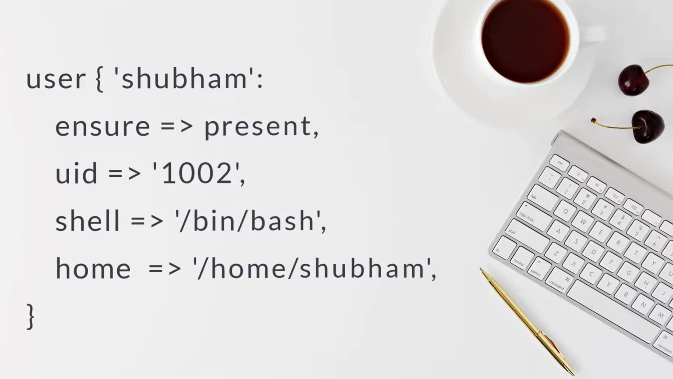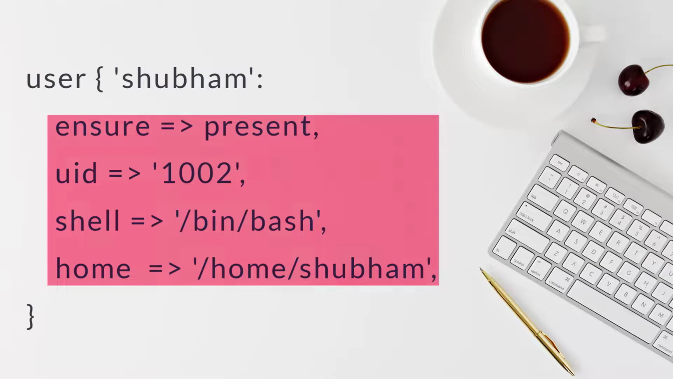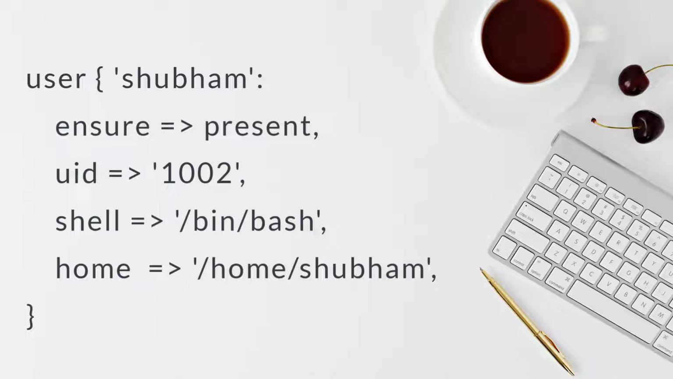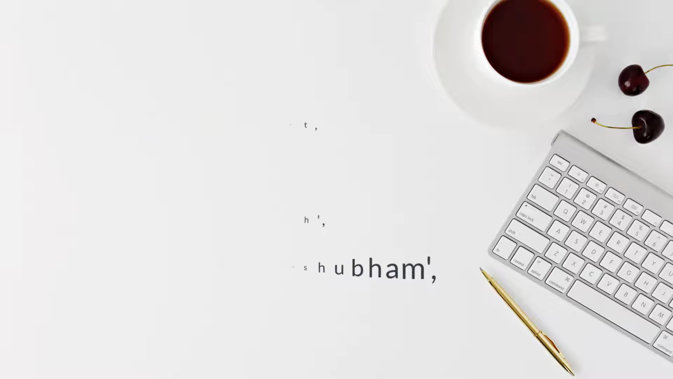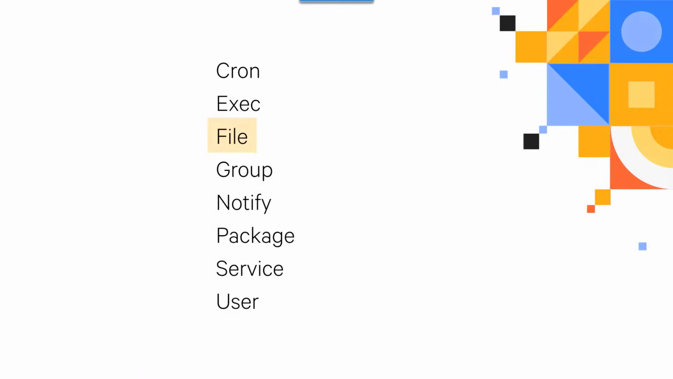Here is a sample resource declaration that creates a user named Shubham on your agent node and ensures that it is present. The shell assigned to this user is bash and the home directory for this user is /home/Shubham. There are many resource types native to the Puppet language. Some of them that we will use most are file, service, package, and user.